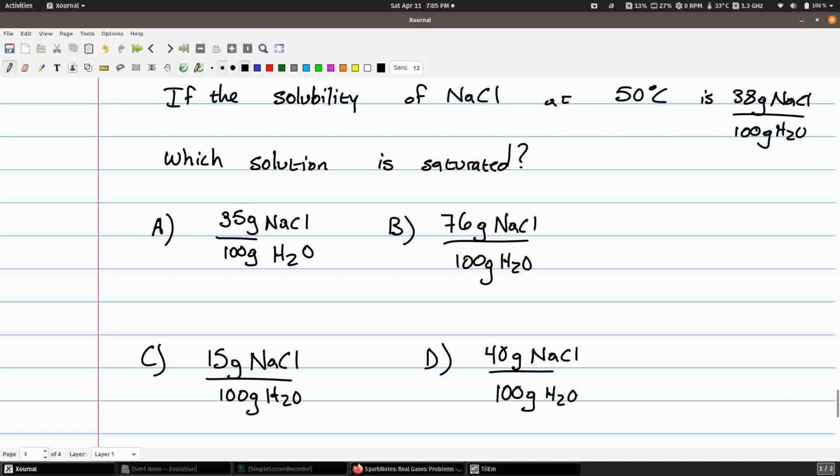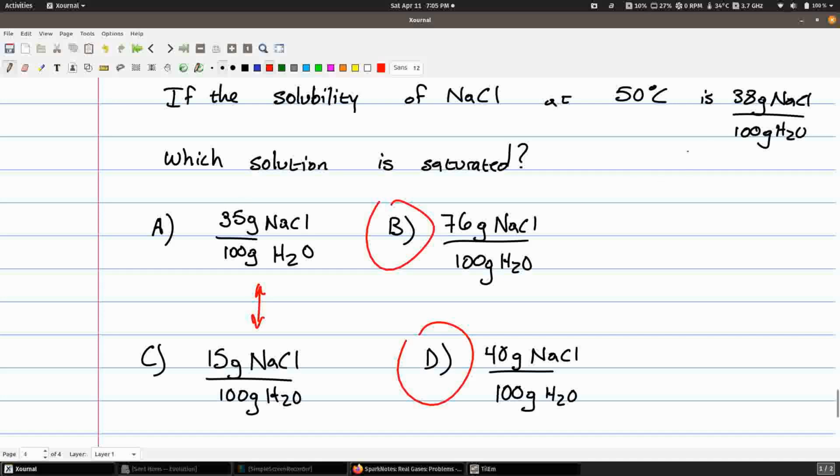All right, so pause the video, circle which one or ones you think is saturated. Okay, so we're going to go over this. Obviously, that one is saturated because it's bigger than this. This one is saturated. These two are both unsaturated, just because it doesn't have to be at the saturation point.